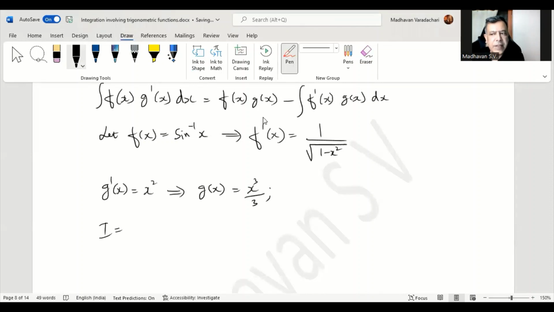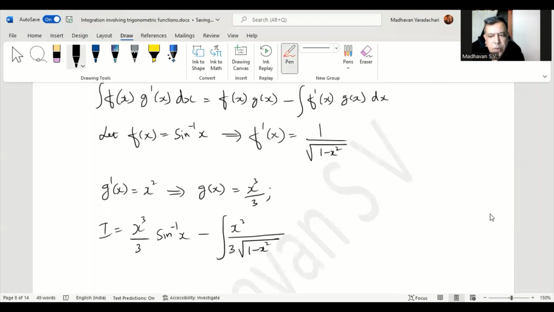So now this I will become f of x into g of x, that is x cube by 3 times sine inverse of x, minus integral f dash of x, which is nothing but 1 divided by square root of 1 minus x square, and then g of x, which is x cube by 3. So I will write x cube divided by 3 times square root of 1 minus x square.